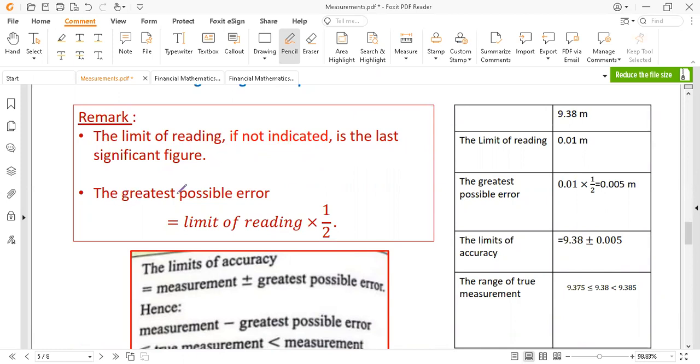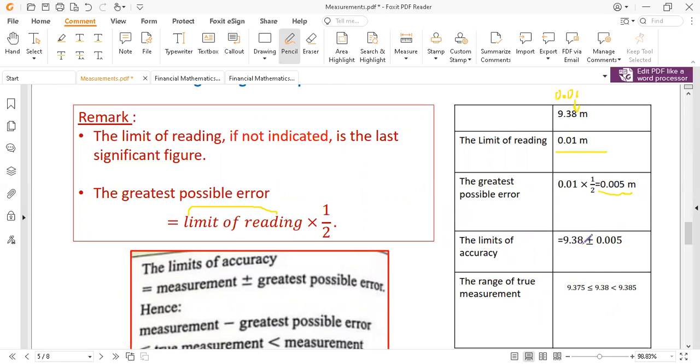The greatest possible error is equal to the limit of reading times 1 over 2. Like here, for example, the last significant figure is 8. So there are two decimal places, so the limit of reading is 0.01 meter. The greatest possible error is half of this significant figure, so normally it is 0.005 meter. How to find the limit of accuracy?